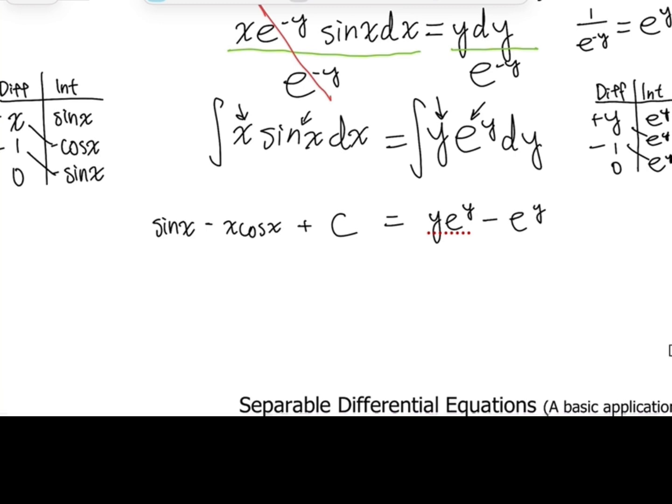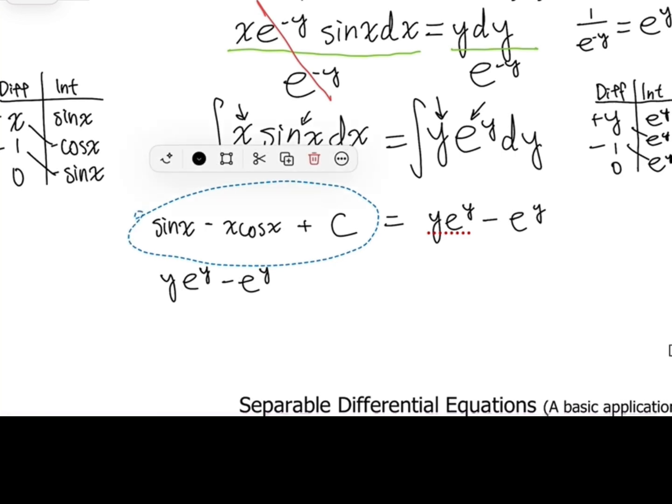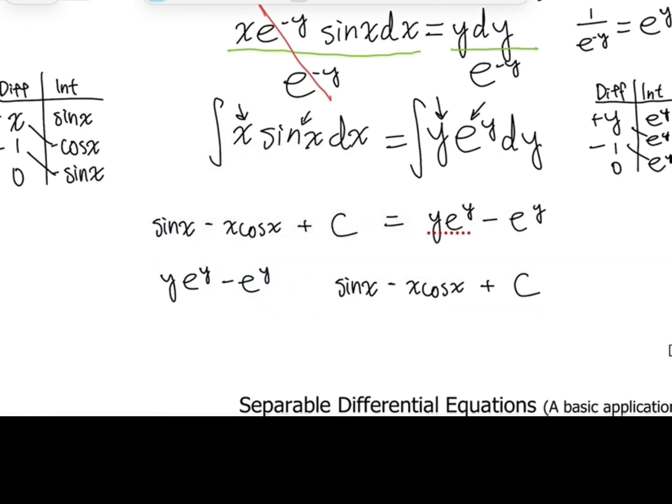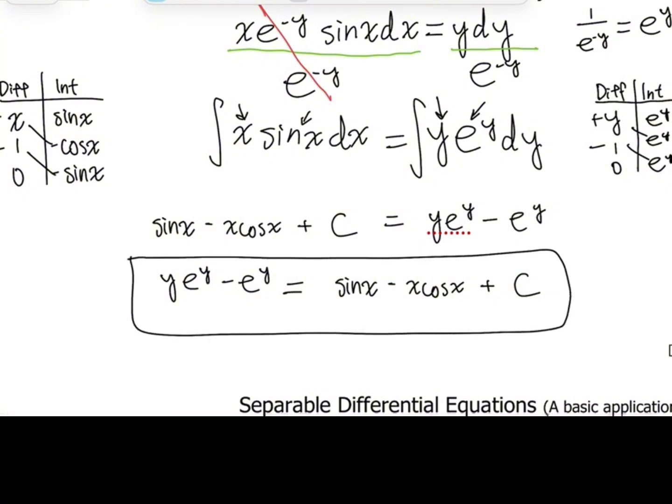This is our implicit answer. y e to the y minus e to the y, and copy. This is our implicit answer. But in this case, the explicit answer cannot be rendered.